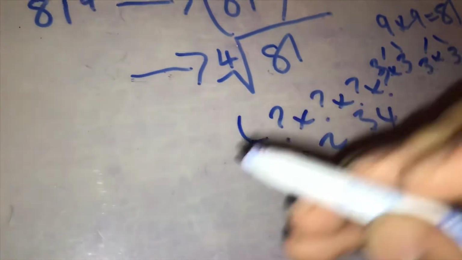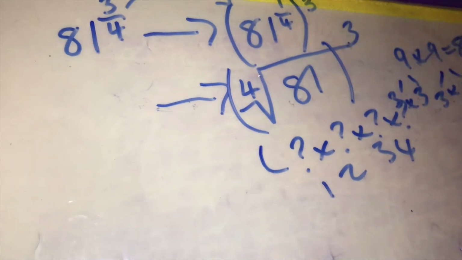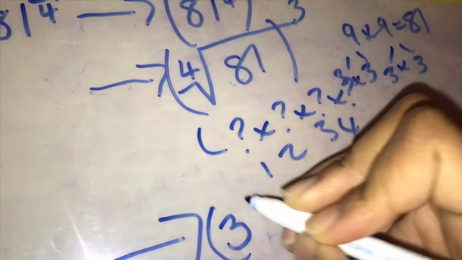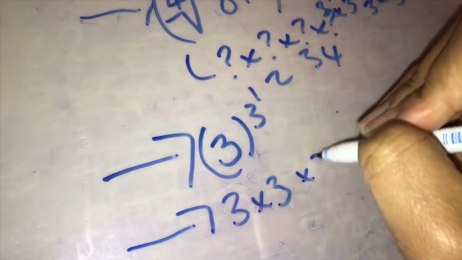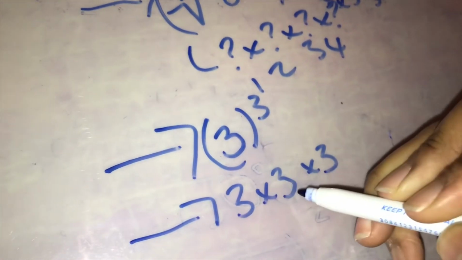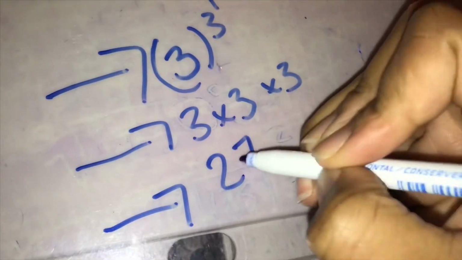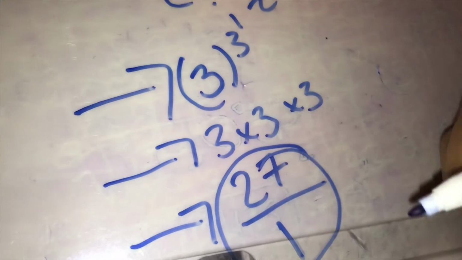And remember that this is to the power of 3. So this is going to be 3 to the power of 3, which is 3 times 3 times 3. 3 times 3 is 9, 9 times 3 is 27. So the answer is 27. 27 as a fraction is 27 over 1. And that's your answer. Boom.